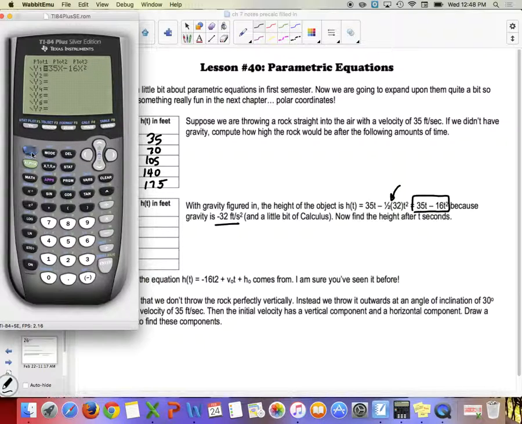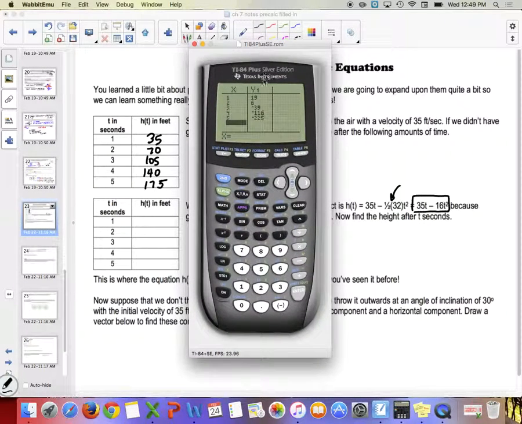Okay, and then when I do second table, mine already has the values in here. Yours might not be in here. You can always do second table set and make your independent variable ask, and then you can put in whatever values you want. But I actually had them already. So like 1, 2, 3, 4, 5. Okay, so we have those numbers.